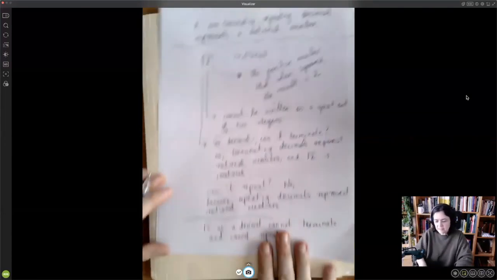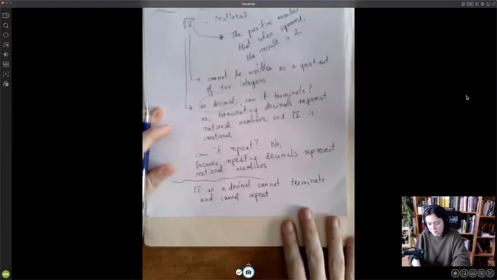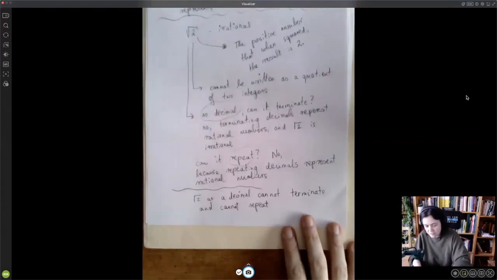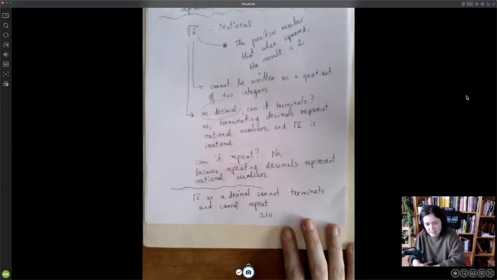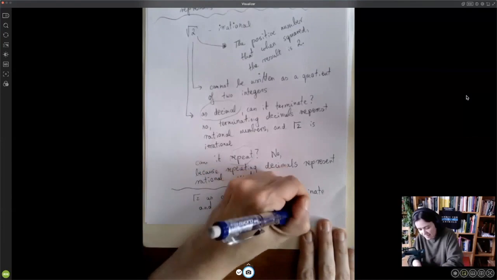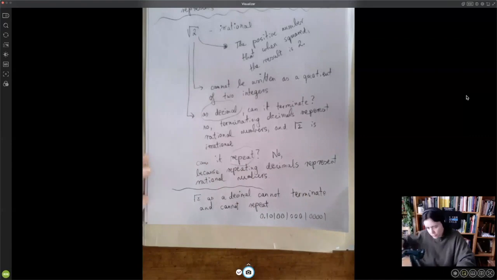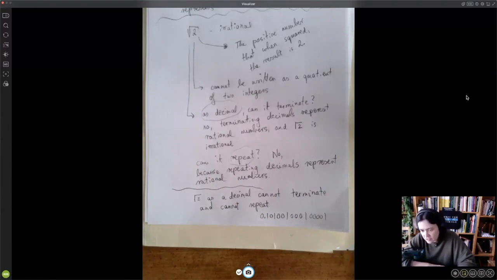Which makes it pretty difficult to write it as a decimal, right? Now, let me show you an irrational number. You can have all kinds of patterns, just don't repeat. So for example, if you write 0.1, and then you put in a 0, and then you put 1 again, and then in order to avoid repetition of digits, you put in 2 zeros, and then a 1, and now 3 zeros, and a 1, and then 4 zeros, and a 1. And you go on in this pattern forever, you're creating an irrational number.